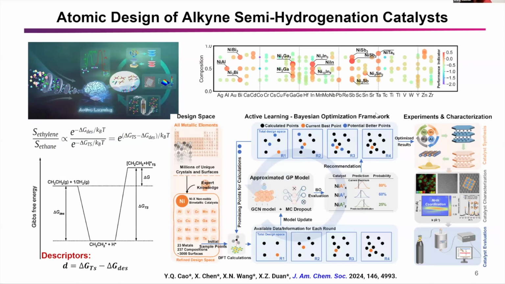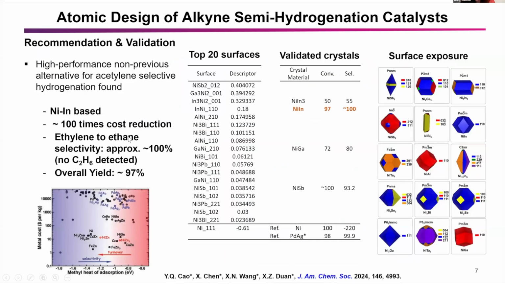In one case of the atomic design of this semi-hydrogenation catalysis, with a similar approach, after we got the descriptor, we conducted active learning guided design, using computational DFT models to see what bimetal catalyst is best for this hydrogenation catalysis. In this case, we identified several promising combinations, like this kind of NiIn-based materials, for the catalytic conversion of ethylene to ethane with very good selectivity and an overall yield of more than 97%.